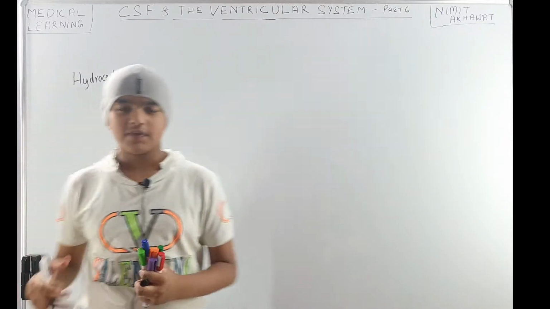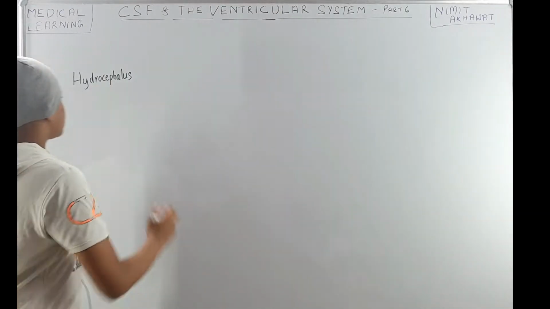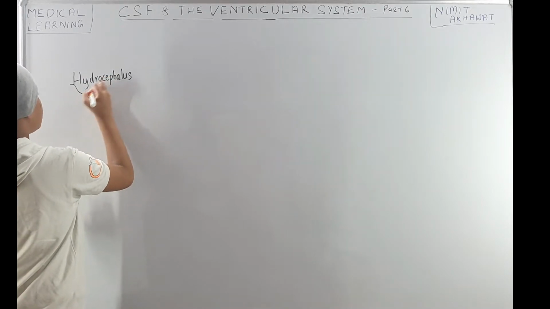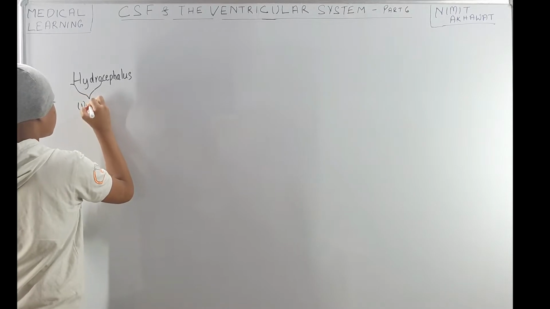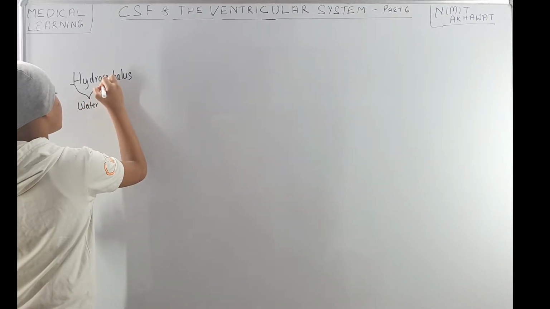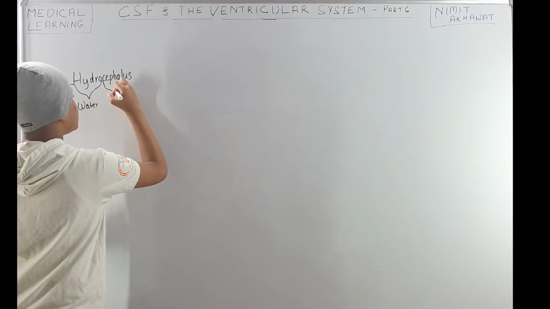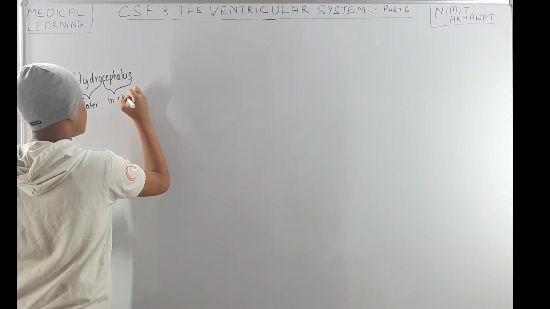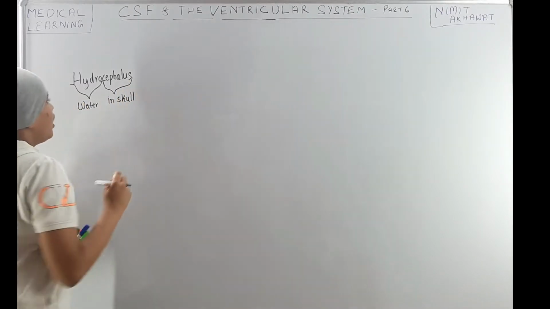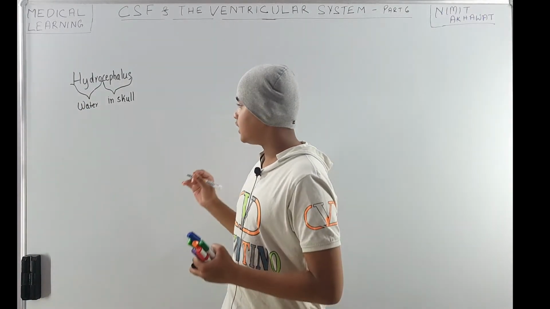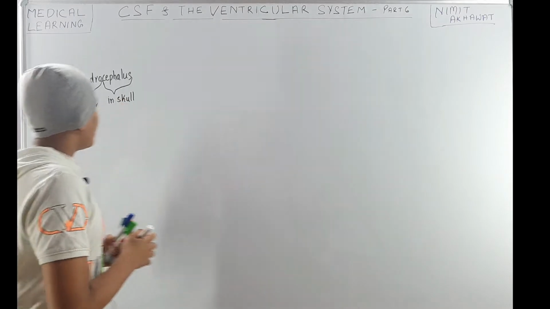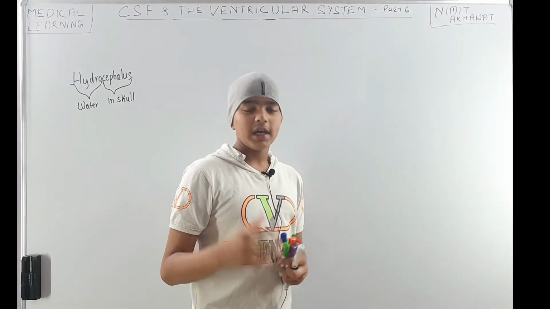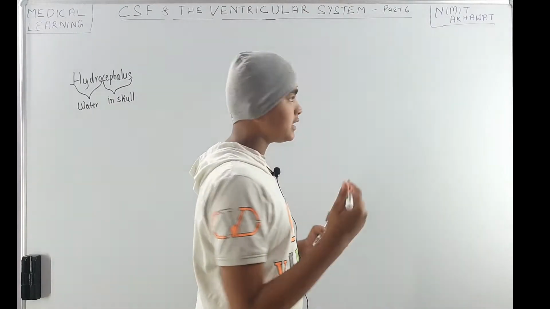Now what does hydrocephalus mean? Hydrocephalus is made up of two words. Hydro, which means water, and cephalus, which means in skull. So hydrocephalus means excessive water collected in the skull or cranial cavity. Before we discuss hydrocephalus in detail, we will discuss the central nervous system and how cerebrospinal fluid is produced in the CNS.